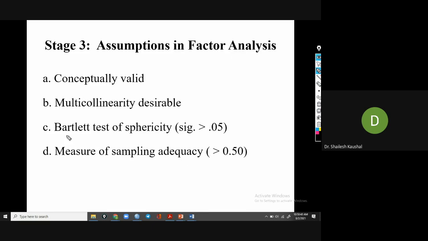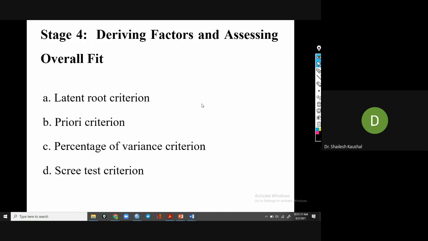Then the Bartlett test of sphericity should be significant, and the measure of sampling adequacy should be greater than 0.5. So in the anti-image correlation matrix, all the principal diagonal values should be greater than 0.5. I will explain this through the example. So it's just theory to understand the concept of exploratory factor analysis.